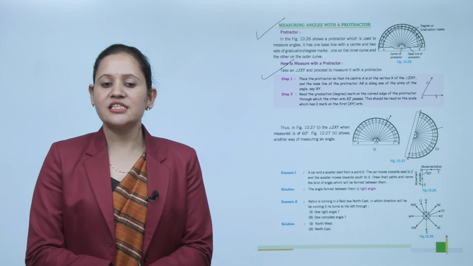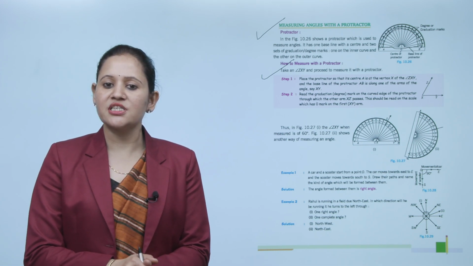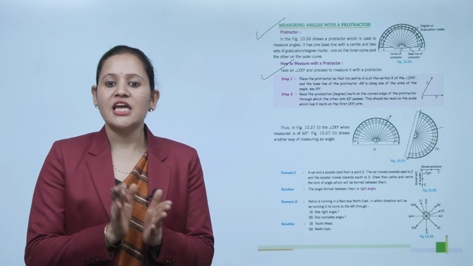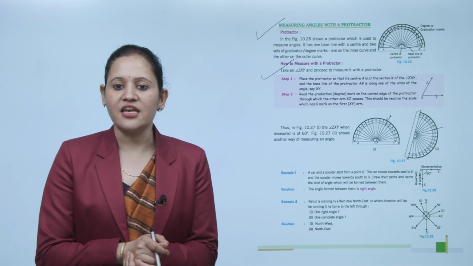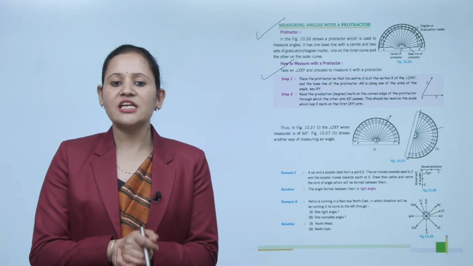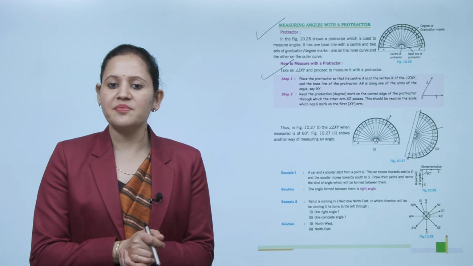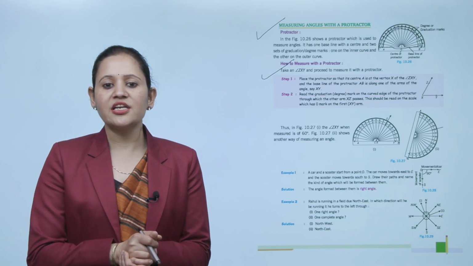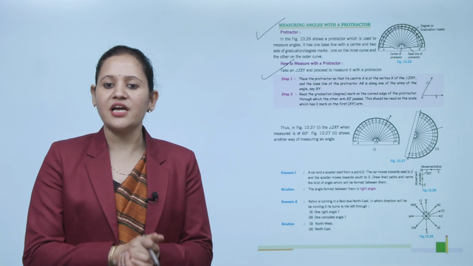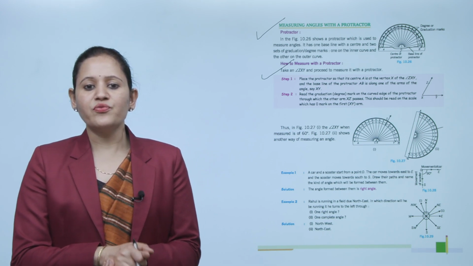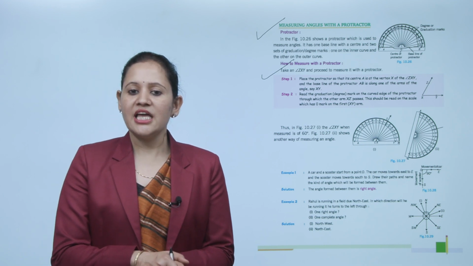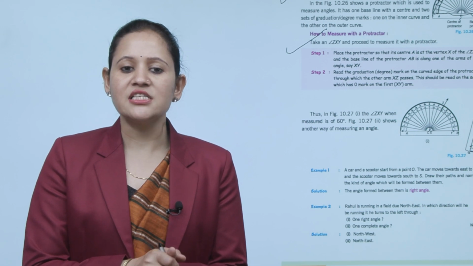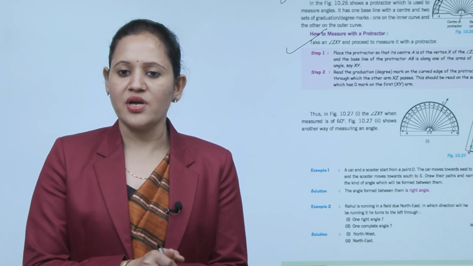Take an angle ZXY and proceed to measure it with the protractor. Step 1. Place the protractor so that the center A is at the vertex X of angle ZXY and the baseline of the protractor AB is along one of the arms of the angle, XY. Read the graduation or degree mark on the curved edge of the protractor through which the other arm XZ passes. This should be read on the scale which has the 0 mark on the first arm XY.